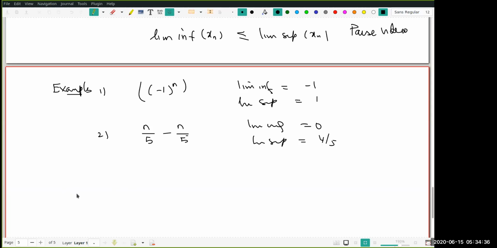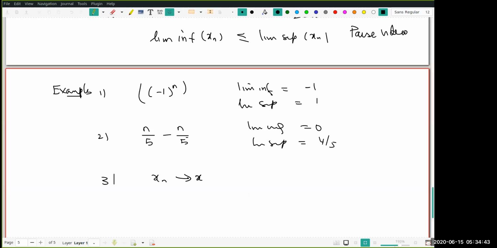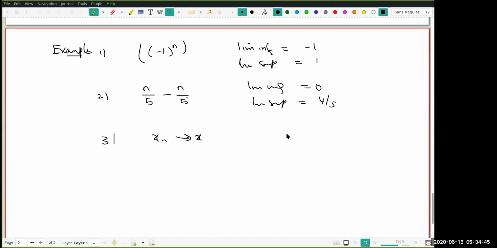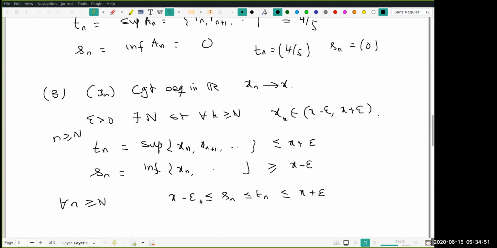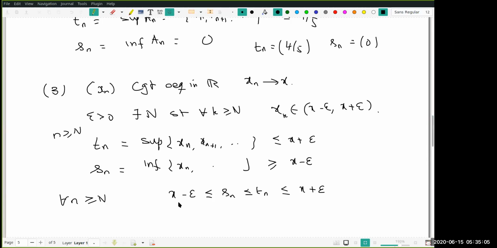Now let's look at the convergent sequence. Let us assume Xn converges to X. Now let's go back. Given an epsilon positive, we had already seen something which is happening. Let's recall: for n greater than or equal to capital N, I know x minus epsilon is less than or equal to sn, less than or equal to Tn, that is less than x plus epsilon. In particular, for capital N, this must be true.